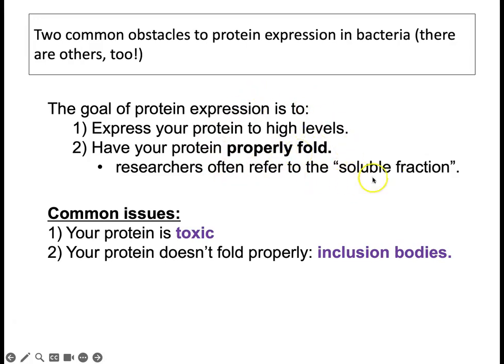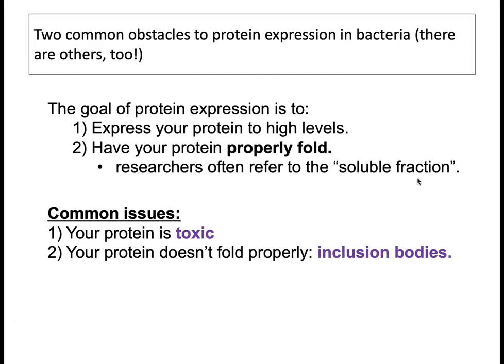I just want to bring up this term right here, soluble fraction, because people who do this kind of work frequently will ask you, oh, was your protein in the soluble fraction? What that refers to is when we're purifying our proteins. This is going to be the downstream step after our protein inductions. What you'll do is take a bacterial pellet, lyse it open in a buffer, and then do a centrifugation step where we end up pelleting insoluble material.